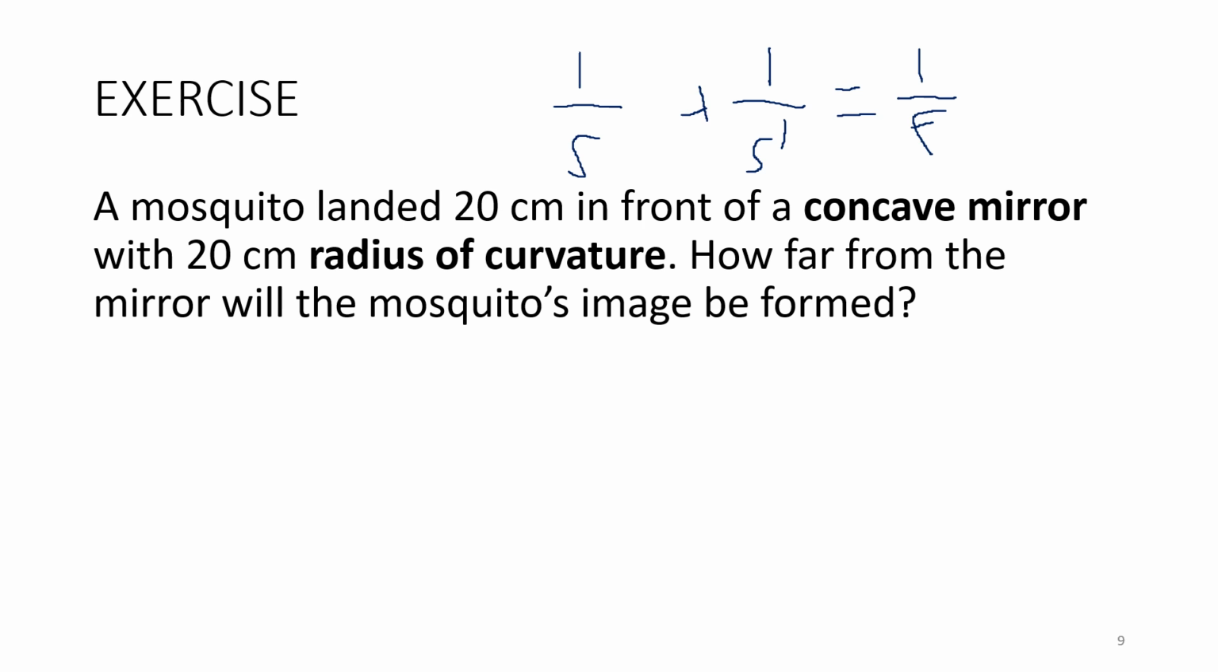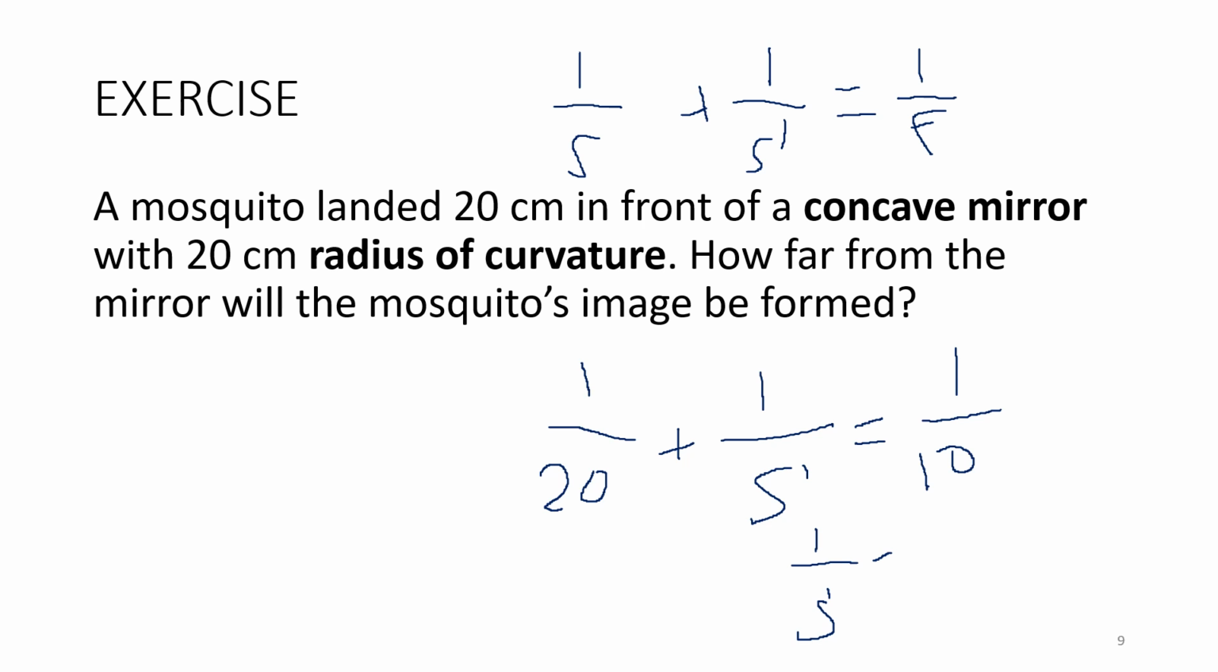The mosquito's location is s, which is 20 cm. Since the radius of curvature is also 20 cm, the focal length should be 10 cm. So if we rewrite the equation, it's going to be 1 over 20 plus 1 over s prime is equal to 1 over 10. And then quick algebra, 1 over s prime, if you isolate this part, it's going to be 1 over 20 as well. So that tells you that s prime is positive, and it's located 20 cm to the left.